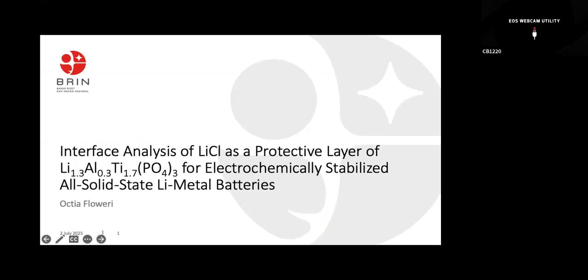Good afternoon, everyone. My name is Oktia, and I'll be presenting the computational study I've co-authored titled Interface Analysis of Lithium Chloride as a Protective Layer of LATP Solid Electrolyte for Electrochemically Stabilized Solid State Lithium Metal Batteries. But before that, let me briefly introduce myself and my research topic.